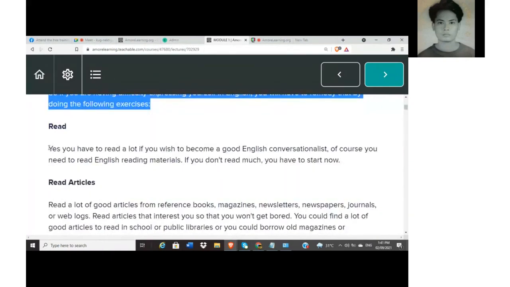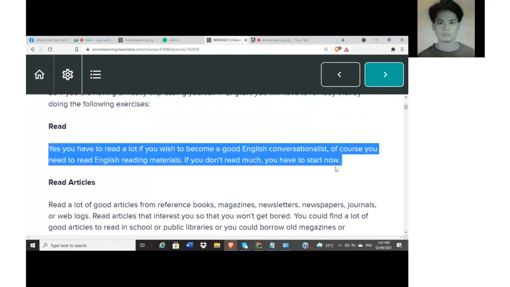Yes, you have to read a lot if you wish to work for a call center and if you want to be a good conversationalist. And again, of course, you need to read English reading materials, especially if you really are not into reading. Because I know a lot of people who are not into reading, they are into listening to English songs, or listening to podcasts, or watching videos. There's no problem with that. That's really not an issue here.